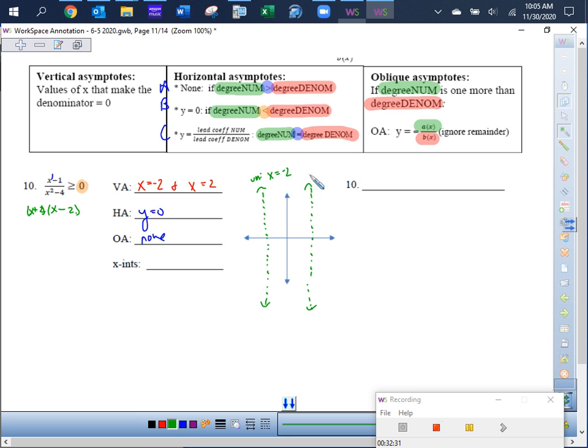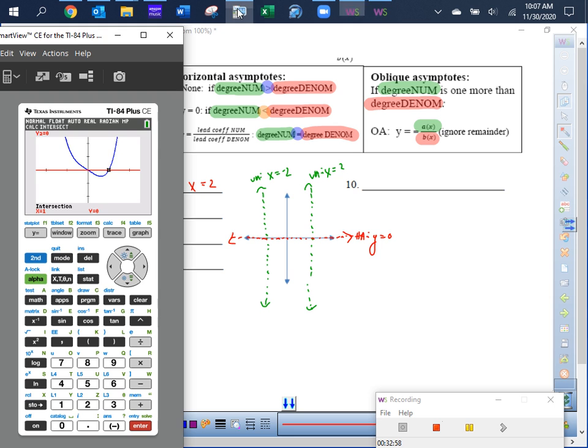The vertical asymptote is at x equals 2, and there's a horizontal asymptote at y equals 0. It's kind of weird because it's right on top of the x-axis, but we'll put it in: HA, y equals 0. So we'll sketch those in. There are no oblique asymptotes. To find the x-intercepts, the best way is probably to use the graphing calculator.